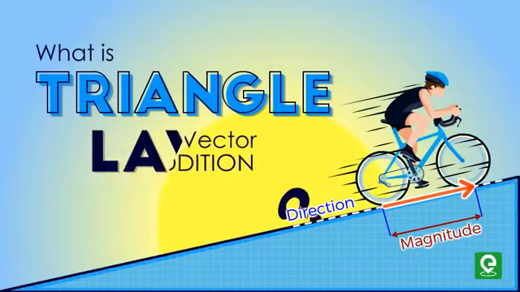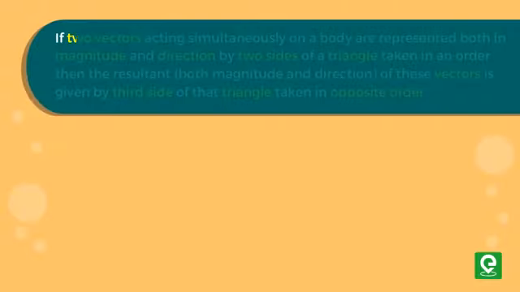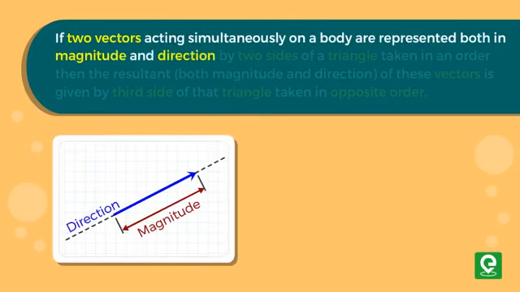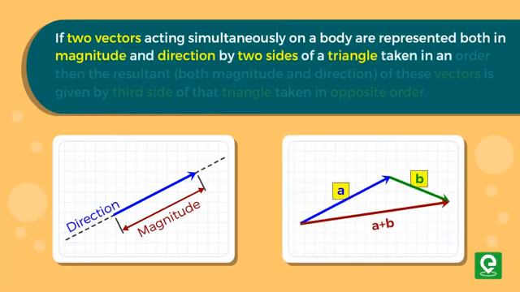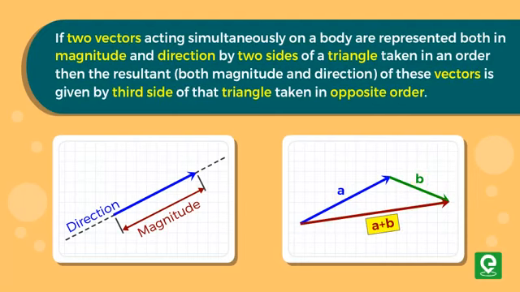What is triangle law of vector addition? Triangle law of vector addition states that if two vectors acting simultaneously on a body are represented both in magnitude and direction by two sides of a triangle taken in an order, then the resultant of these vectors is given by a third side of that triangle taken in opposite order.